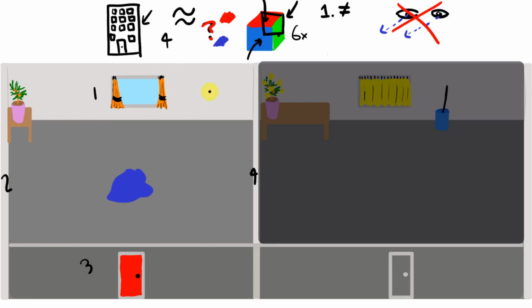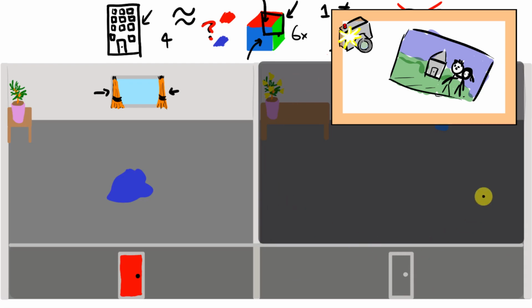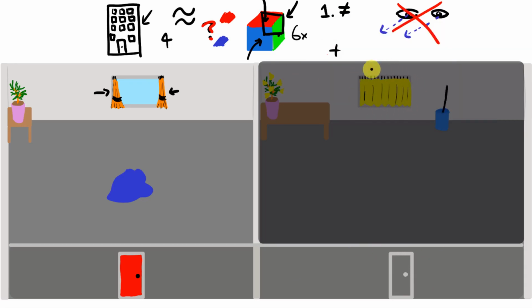This is the back wall of the apartment. In the back wall is a window. The window has curtains. In the other picture, there's also a window in the back wall of the apartment. The window also has curtains. The curtains in the first picture are different to the curtains in the second picture.